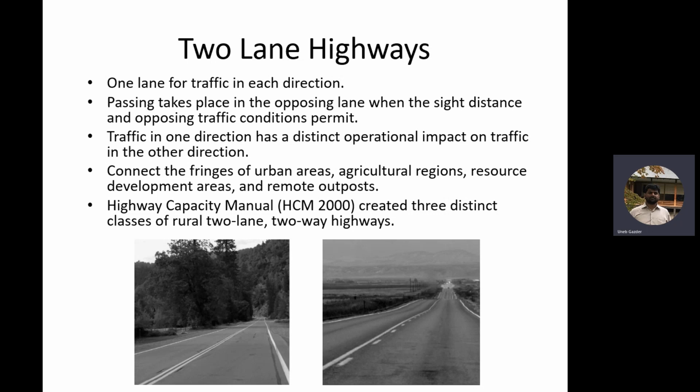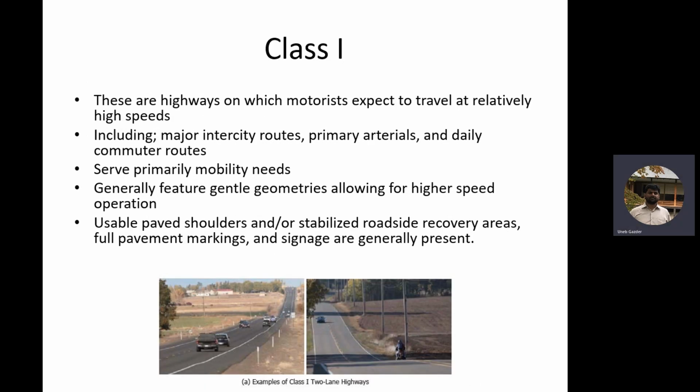According to the Highway Capacity Manual of 2000, there are three different types of two-lane highways. So now we are talking about the types of two-lane highways. They call it class 1, class 2, class 3. Class 1 is for high speed. Class 1 is designed for high speed. In order to maintain the high speed, the speed is directly linked with mobility, your ability to move. High speed means your mobility is higher.